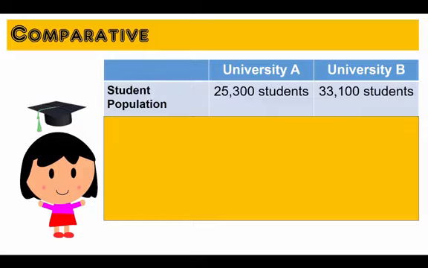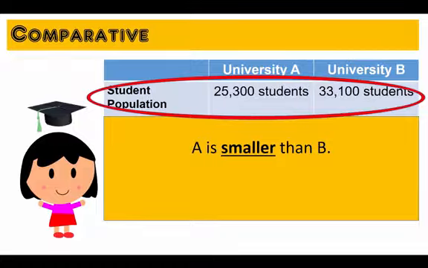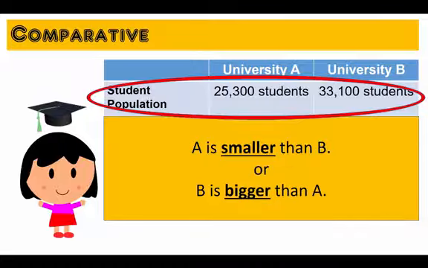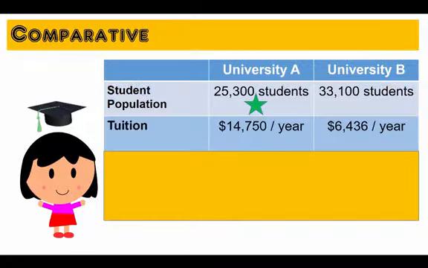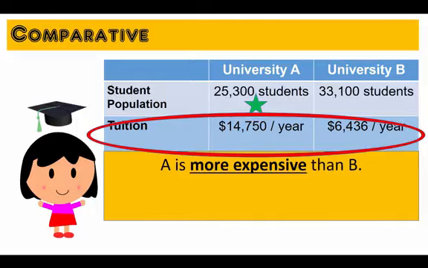Looking at this chart, in terms of student population, A is smaller than B, or B is bigger than A. I like a school with less students, so far, University A is better. Next, tuition. How much it will cost every year. Wow, look at those prices. I cannot afford A. It is more expensive than B. In other words, B is cheaper than A. It seems that B is better.